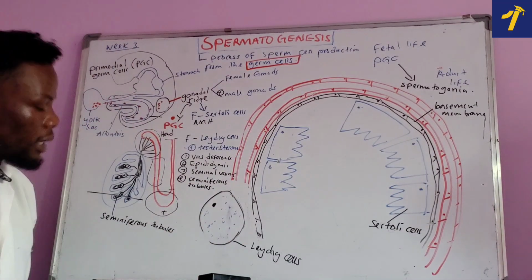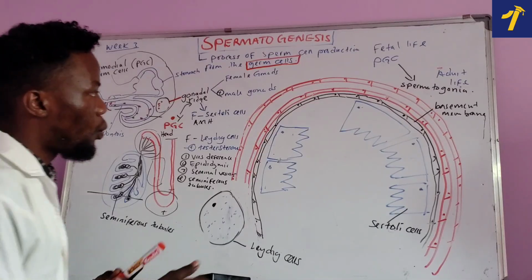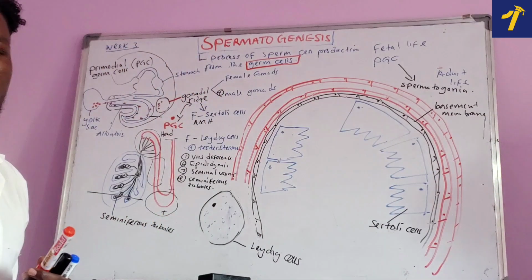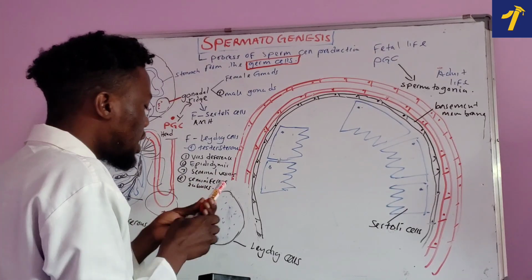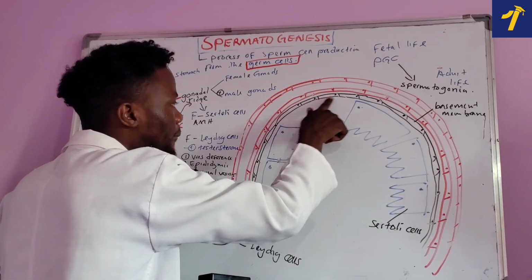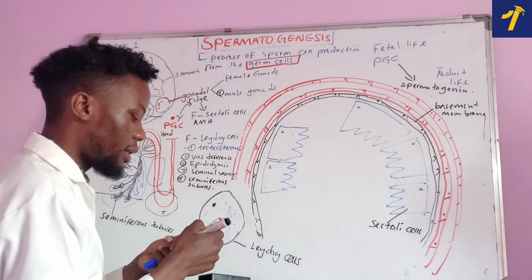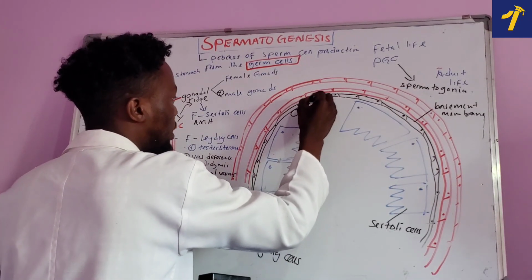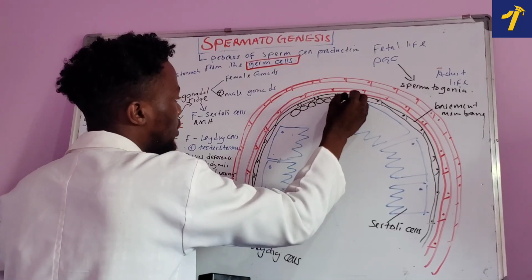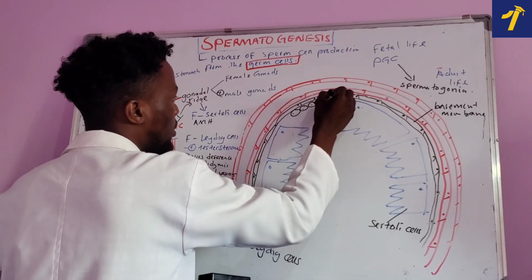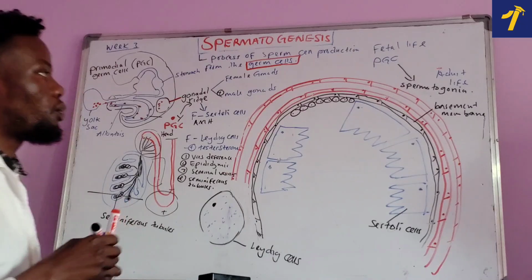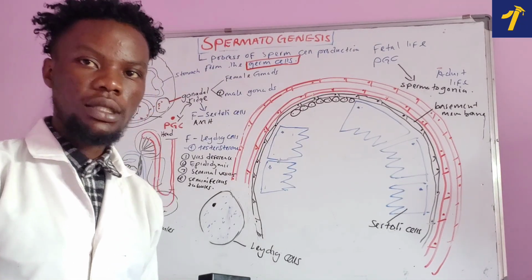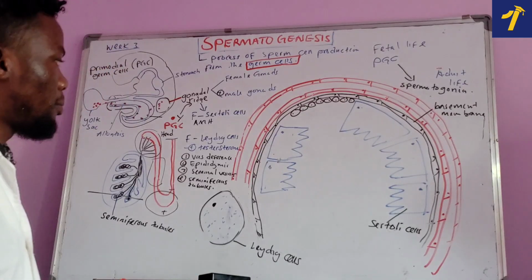Then the other important thing is, where can we find the spermatogonia or the primordial germ cells? We can find them just after the basement membrane. You can find them here, somewhere here. There are a lot here. These are what we call the spermatogonia, after the basement membrane. That's where you can find them.